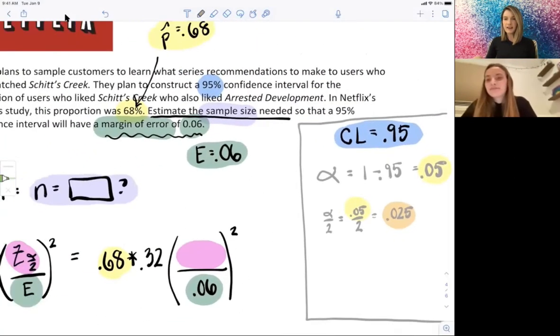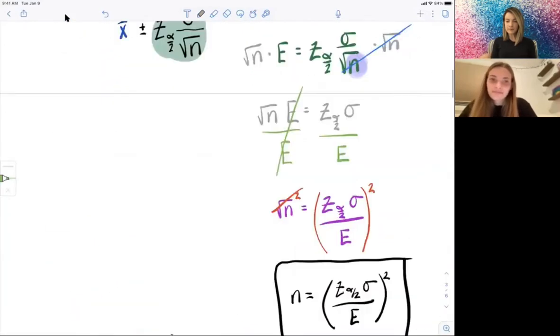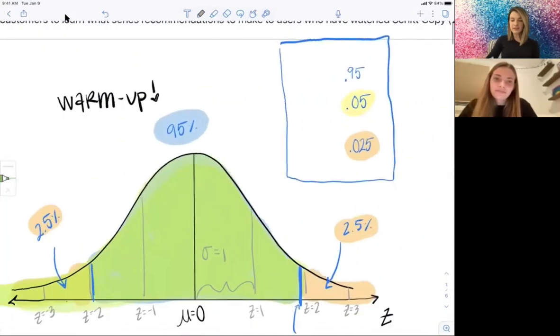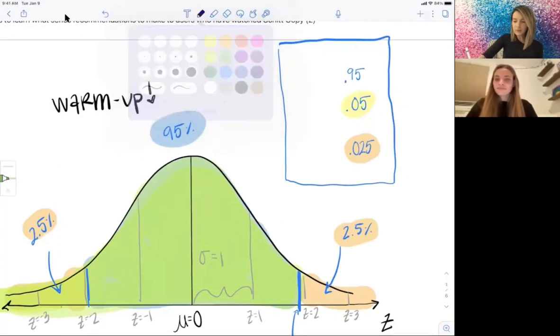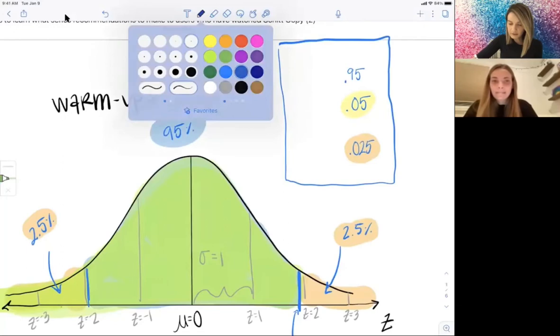Aren't these numbers looking familiar from a little bit earlier? Yes, from our warm-up. So if we go back to our warm-up, let's go right back to this picture. We were starting by saying, here's our confidence level. So this is alpha, and this is alpha over 2. Okay, so I'm going to back that up again and go along with the picture.